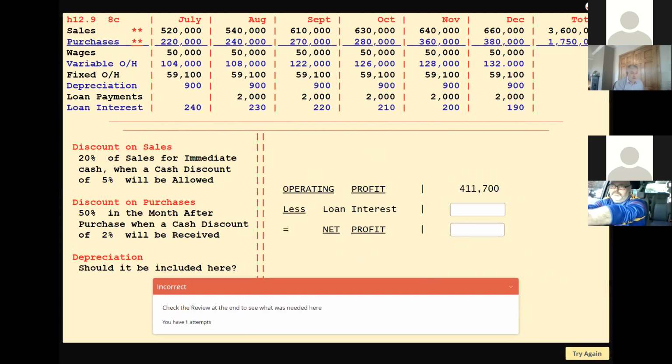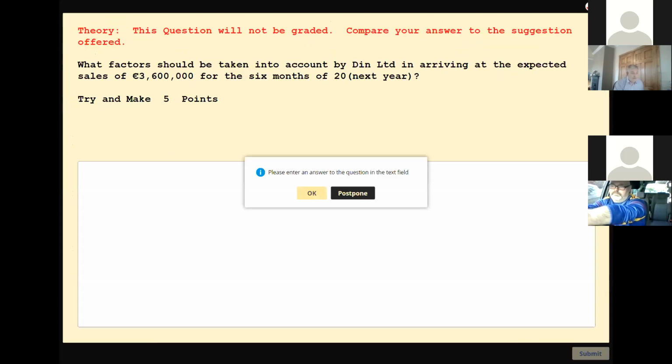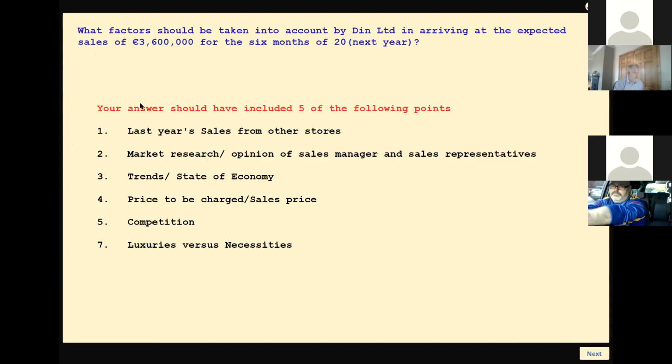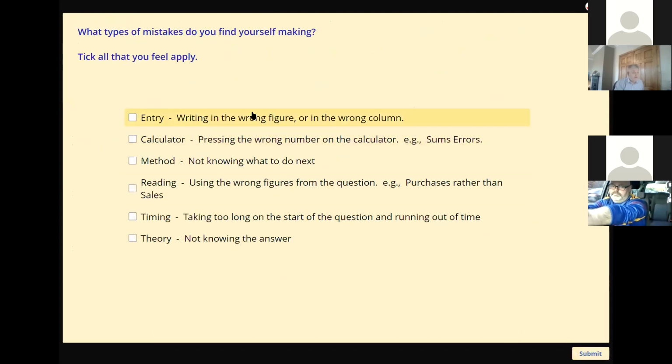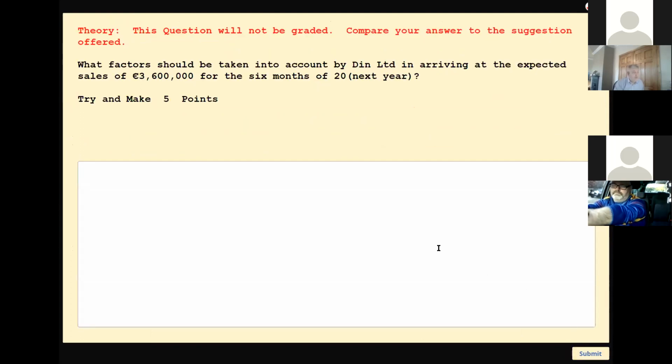and then finally they work out the interest. And then there's the theory questions, and the theory questions can't be graded because you can't deal with their wording, but everything else will get graded. So these are just review questions. They can put in the things they're inclined to do, and they can submit.